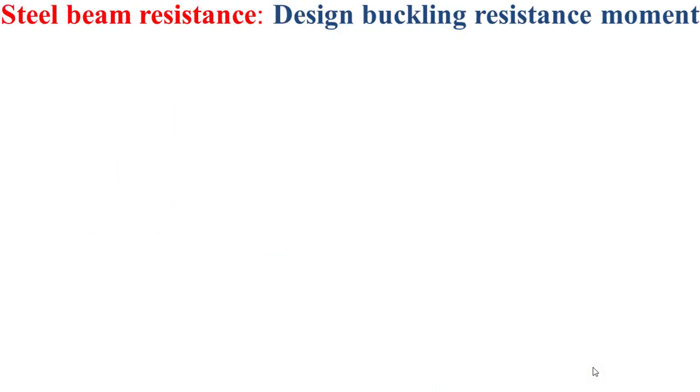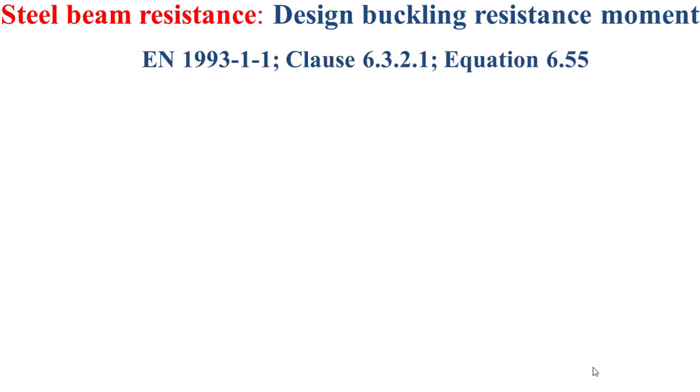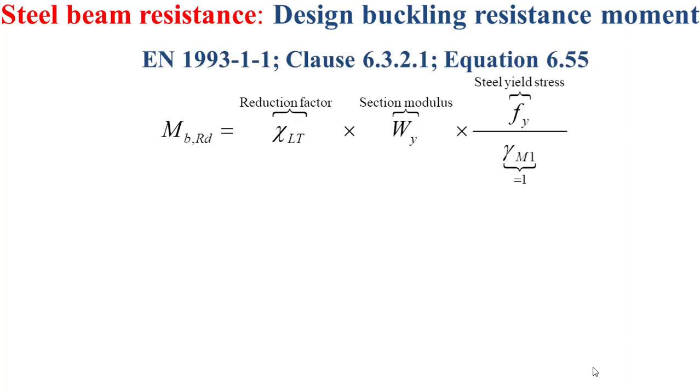Now for the design buckling resistance moment, MbRd is determined based on the formula that you see now in this slide. The section modulus Wy is determined based on the cross-section class as I explained in a previous video. The steel yield stress is determined based on the steel grade and the thickness as I explained also in a previous video. The steel yield stress is denoted by fy.